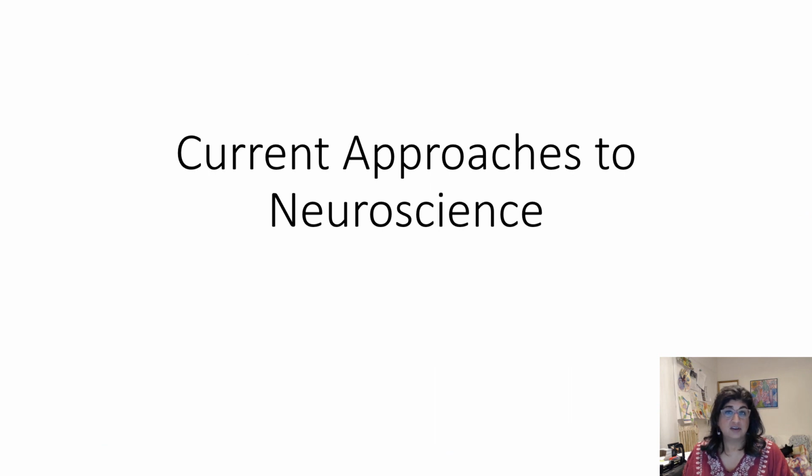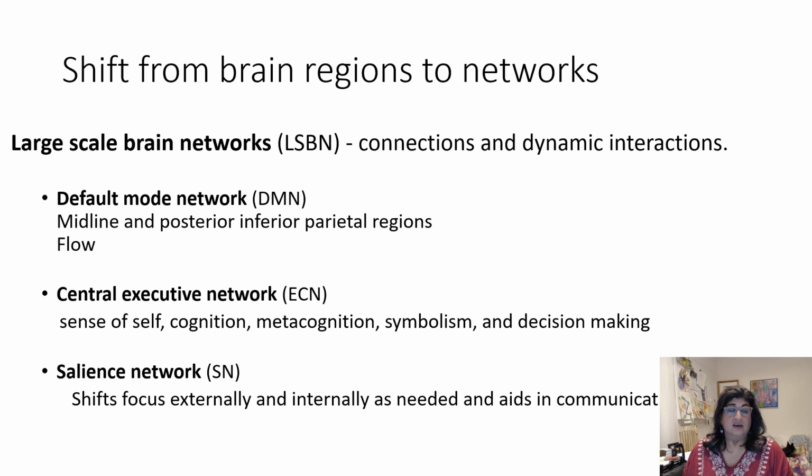So now we're going to shift and talk about current approaches to neuroscience. One thing that you should know is that the study of the brain, neuroscience and art has really shifted to looking at brain networks, and we now know multiple networks work when our brain is doing different tasks.